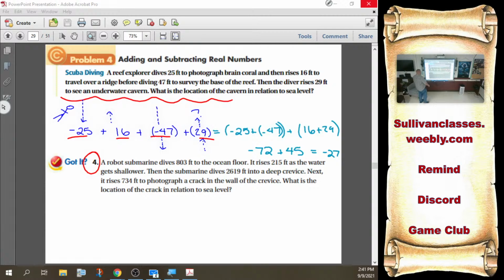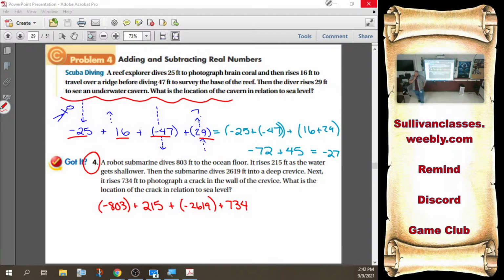Tell me the numbers. A submarine dives 803 feet. What's the number? Negative 803. They rise to 15. So positive or negative? They dive, negative 2619. And finally, rise another 734.